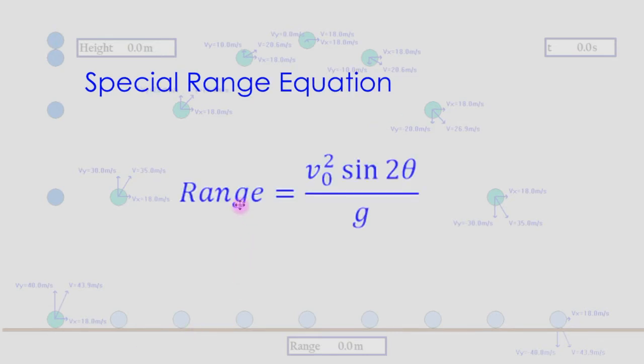The equation is range, or the delta x, how far it goes horizontally, is the velocity squared, or how fast it's moving, not in the x or the y, just how fast it's moving, times the sine of doubling the angle of launch, divided by g.